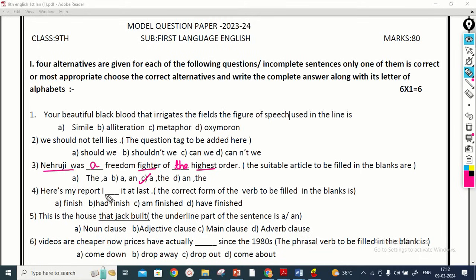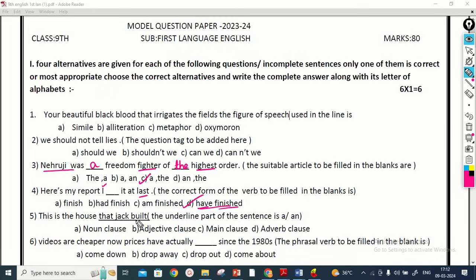Here is my report. I dash it at last. The correct form of the verb to be filled in the blank is have finished, because I is the plural form. We consider this one as I. Therefore we have to use have finished, because here is at last. It is already completed, so we have to use finished. Have finished. I have finished it at last. Therefore option D is the correct answer.